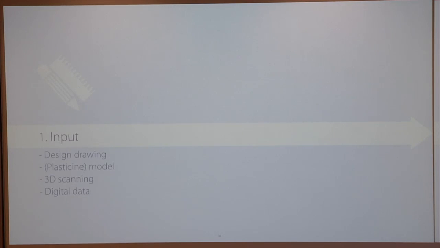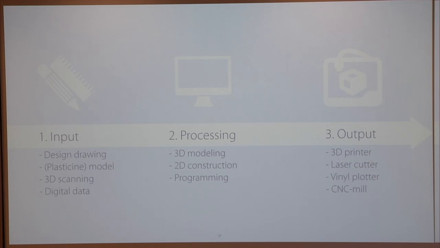And the first step is that we have an input. And this can be, as we have seen in the workshop example, a design drawing, a plasticine model, a 3D scan, or we can also use digital data like GPS data or any measurements that we took from our sensors. And the second step, and this is what the results rely on, is the processing.